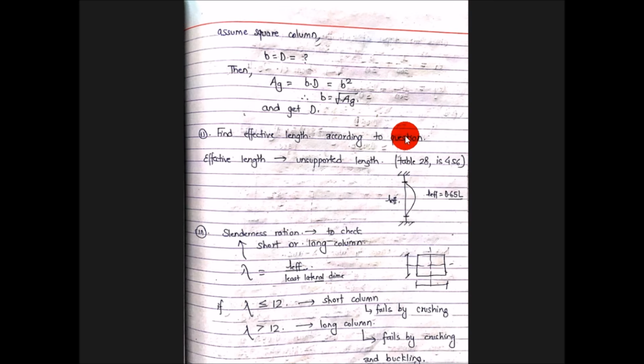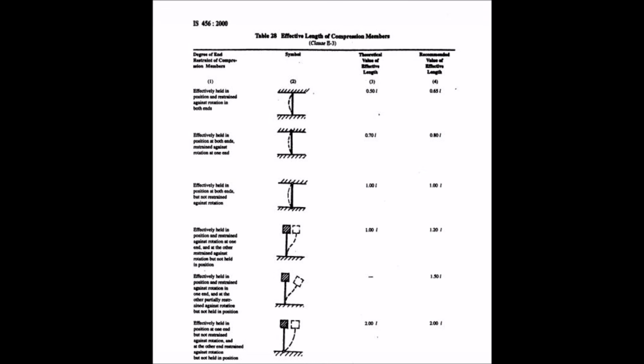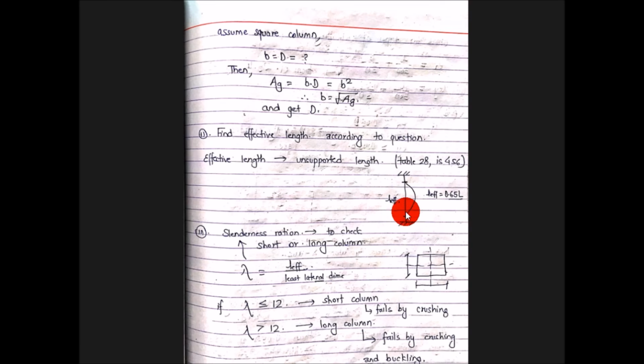The second step is to calculate the effective length according to the question, or we can say according to the condition of restraining. Either the column is restrained in position and rotation at both ends or not. Effective length is the unsupported length. You can find this in Table 28 in IS 456. If the column is restrained in position and direction at both ends, then it will deflect in this pattern, and the point from which deflection starts is the effective length.